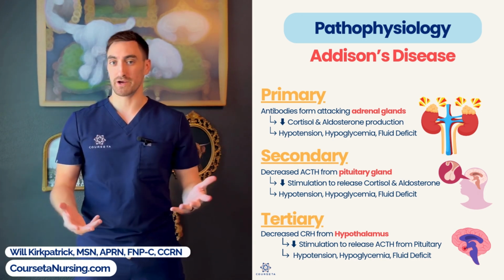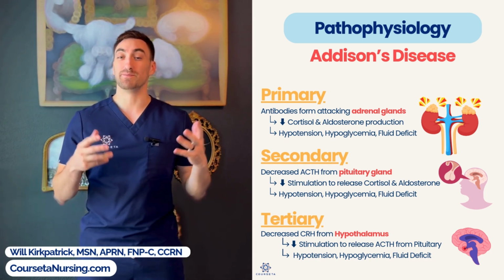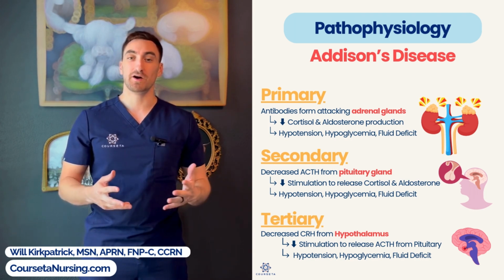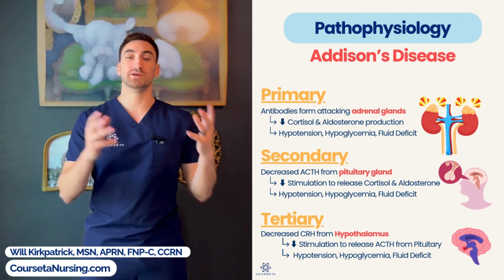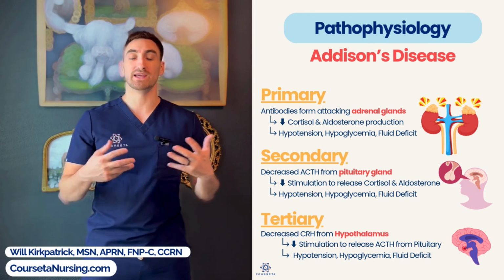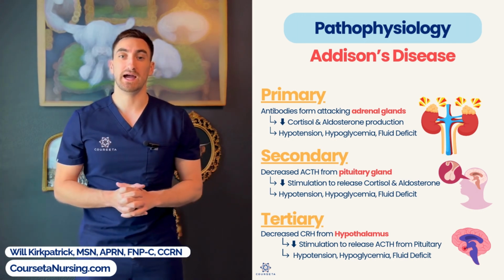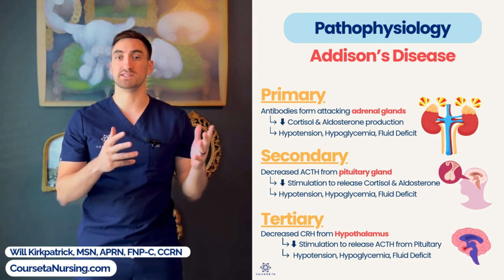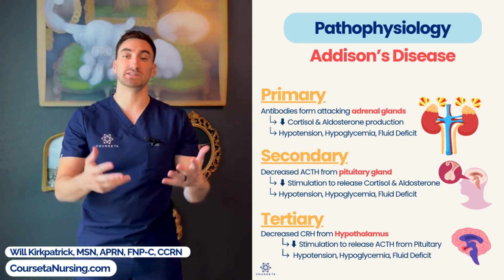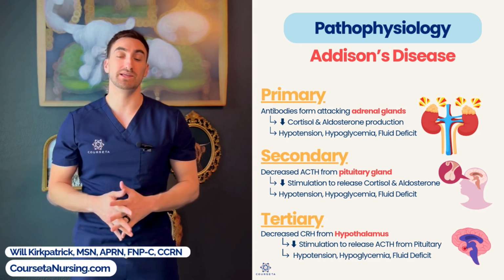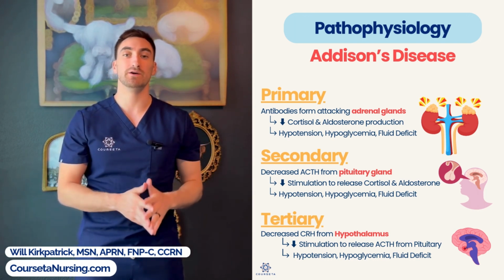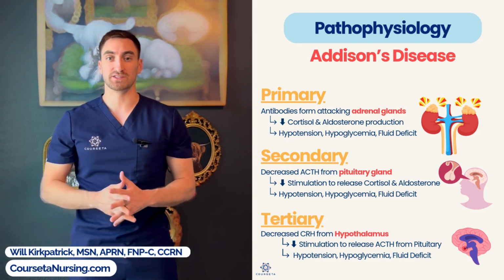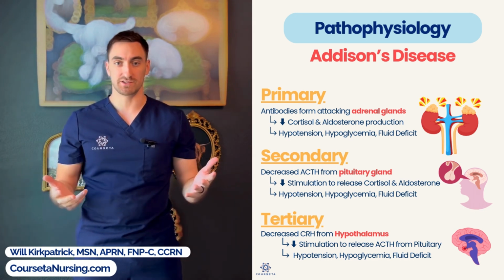Now what about tertiary? Tertiary is talking about the hypothalamus. The hypothalamus has to communicate to the pituitary gland to make more ACTH. So the hypothalamus has a hormone called corticotropin releasing hormone. In short, it's CRH. That gets released to let the pituitary gland know to release the ACTH that we talked about, to then let the adrenal glands know to release cortisol and aldosterone.